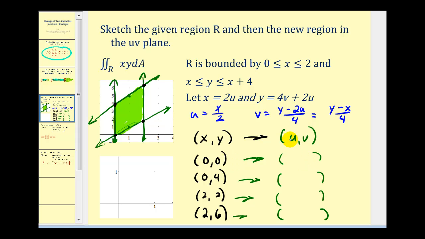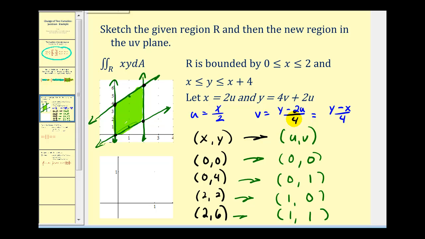To determine u, we'll just divide x by 2. So this would be 0, this would still be 0, this would be 1, and this would be 1. And then for the new v coordinate, we'll have (y minus x) divided by 4. So 0 minus 0 divided by 4 is still 0. 4 minus 0 is 4, divided by 4, that's 1. Here we're going to have 2 minus 2, that's 0, divided by 4, we have 0. And we have 6 minus 2, that's 4, divided by 4, that's 1.